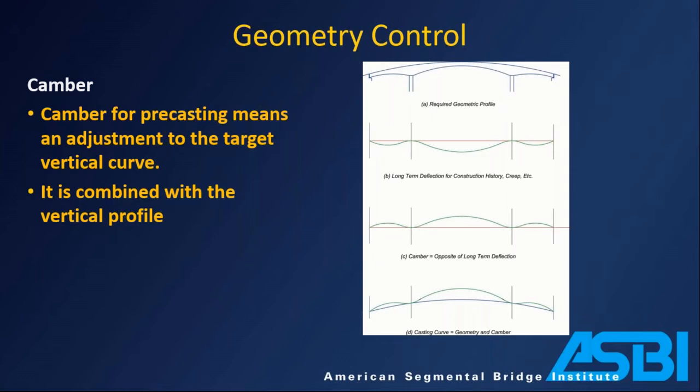So, and this is a real good illustration of that. You've got this beautiful curve that you want to grab, that's your final profile. Maybe you have long-term losses from creep, it'll creep down. The camber is just the opposite of those long-term displacements, right? So this is down 6 inches, this is up 6 inches. And then your casting curve, what you actually cast in the casting yard, is a combination of those two things. So that's what you see here in the bottom two. The blue is the alignment that you want. The green is the offset from that alignment to account for your long-term or your movements during construction.